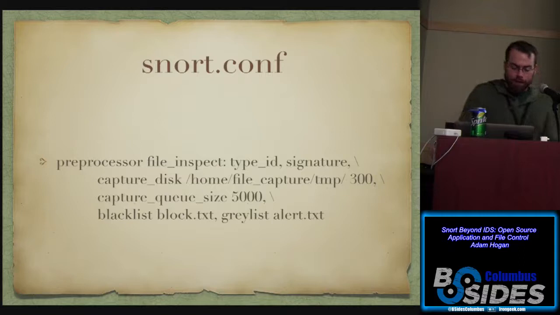And then I'll give it my blacklist and gray list. So each of these text files is just a list of SHA-256s. If you've got known bad files, put them in this block list here. We see those files, we'll block them. And if they're in the gray list, we won't block them, but you'll get an alert. Right? Hey, I saw this file.